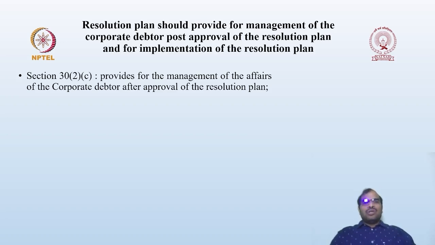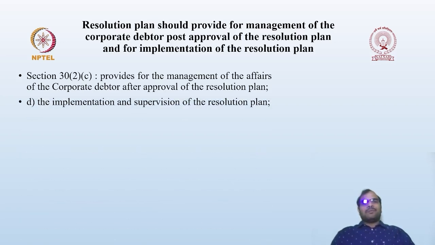Okay, so if you observe Section 30 subsection 2 clause C, it clearly provides that the resolution plan shall provide for the management of affairs of the corporate debtor after approval of the resolution plan. So how you are going to manage the company, please give the details in the resolution plan. Then you are supposed to give the details as per clause D, the implementation and supervision of the resolution plan. How you are going to implement, maybe you can give the time framework. So within 3 years we are going to complete the resolution plan, because sometimes it takes some years.